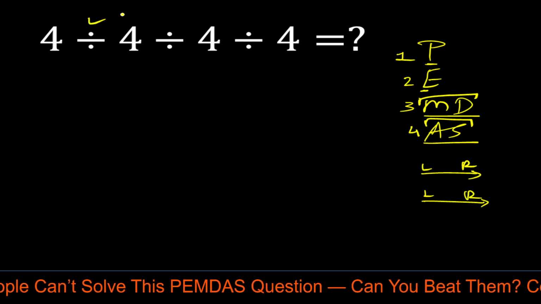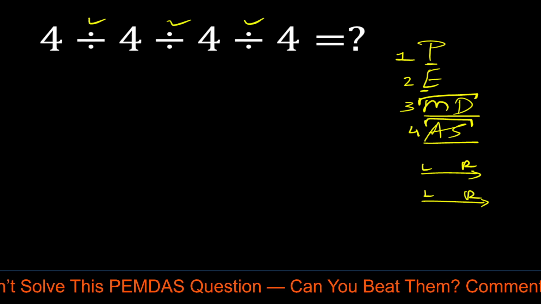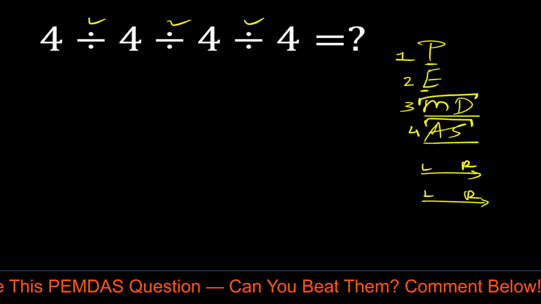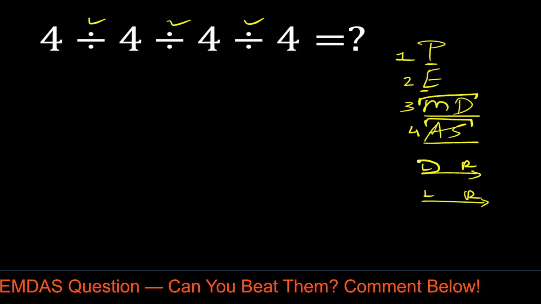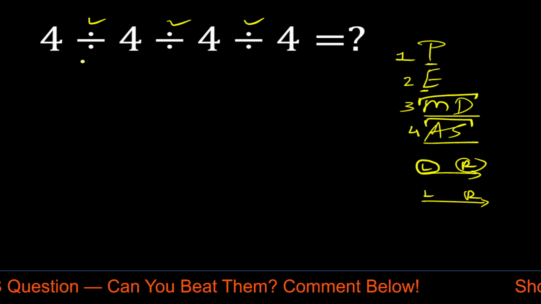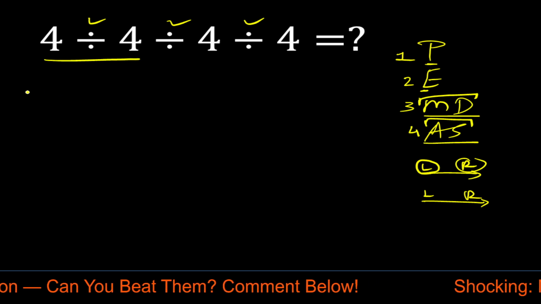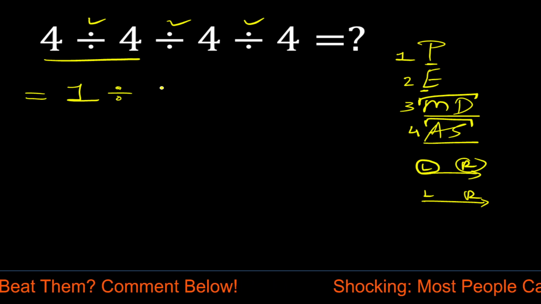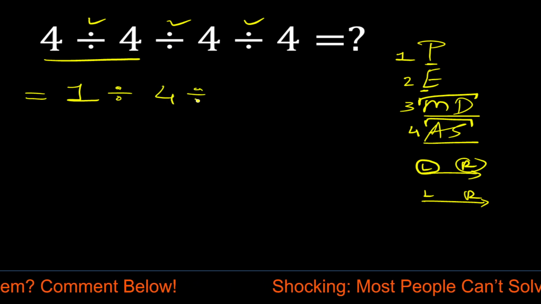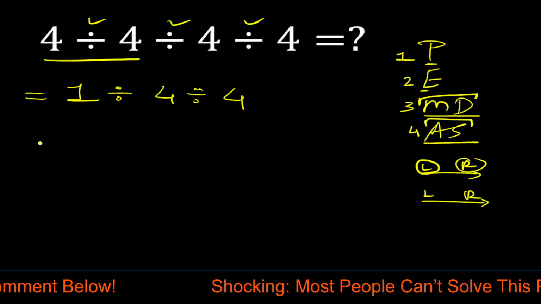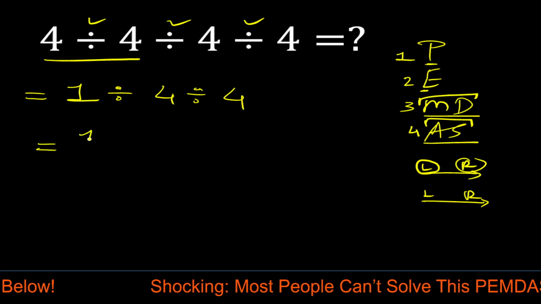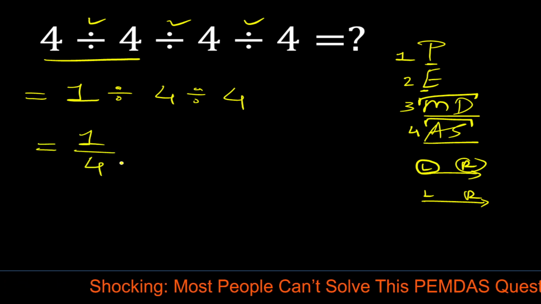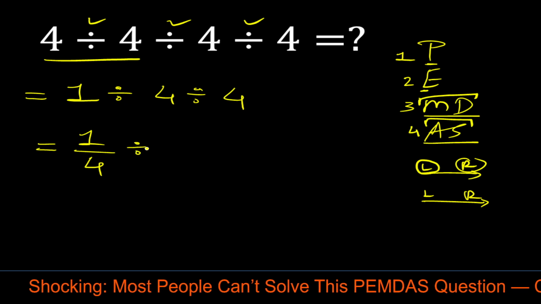So in this question here we have division, here division and here division. And all have equal priority. So we have to solve it from left to right. So first we have to solve this division, right? So 4 divided by 4 is equal to 1 divided by 4 divided by 4. Now 1 divided by 4 can be written as 1 upon 4 divided by 4.